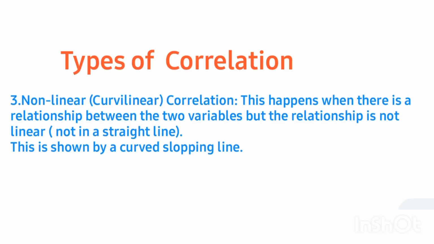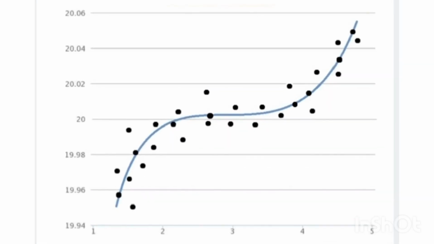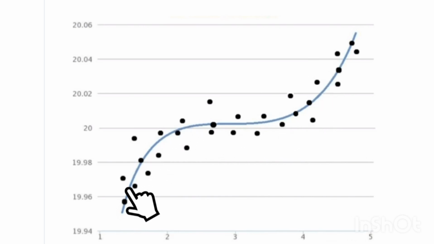The third type of correlation we have is referred to as nonlinear or curvilinear correlation. This happens when there is a relationship between two variables, but the relationship is not linear, or is not in a straight line, right? So let's take a look at the graph of curvilinear correlation. Looking at this graph, obviously we could see a curved sloping line.